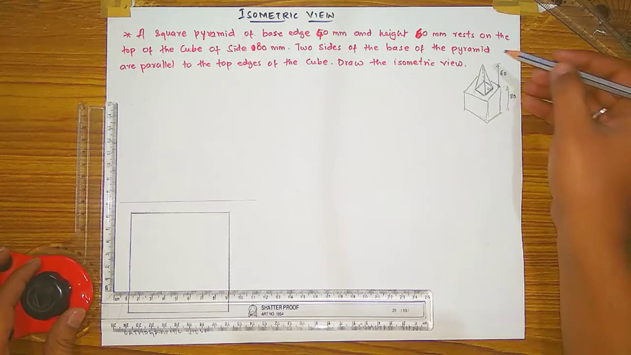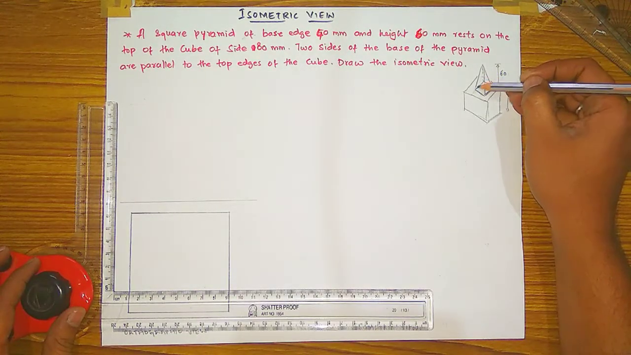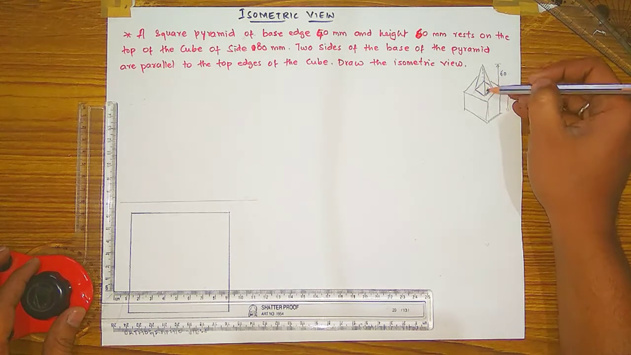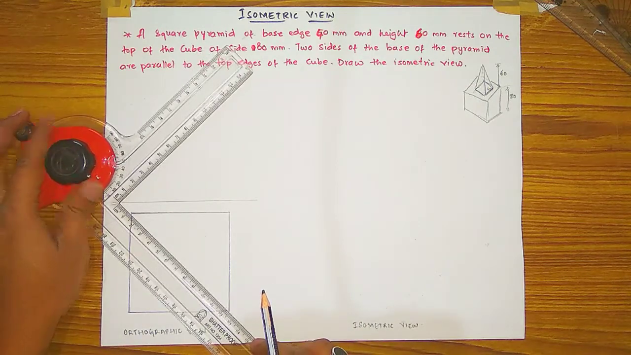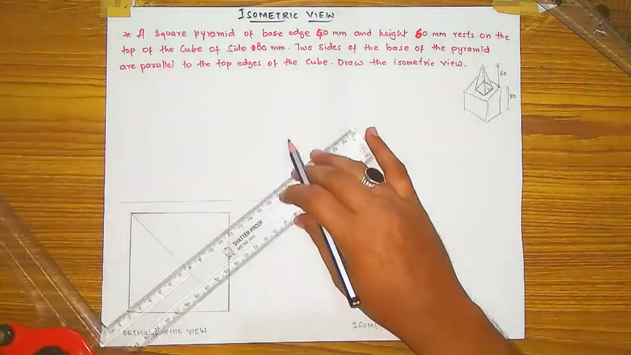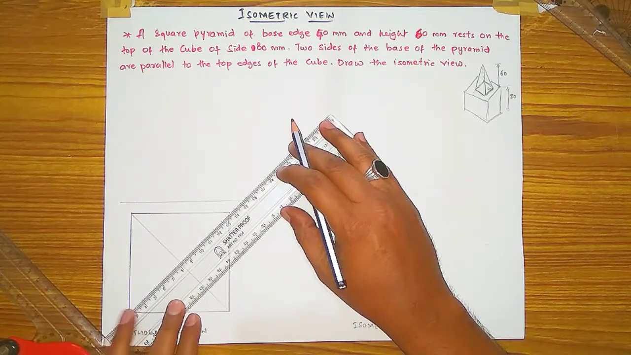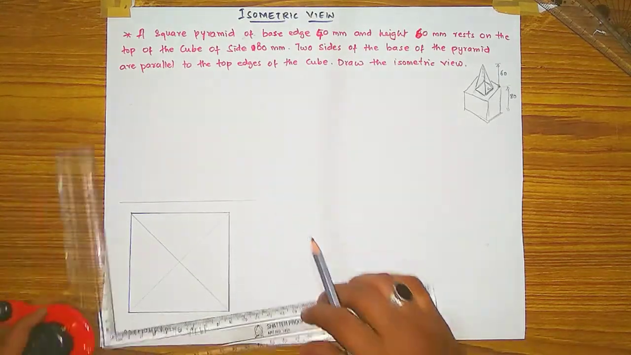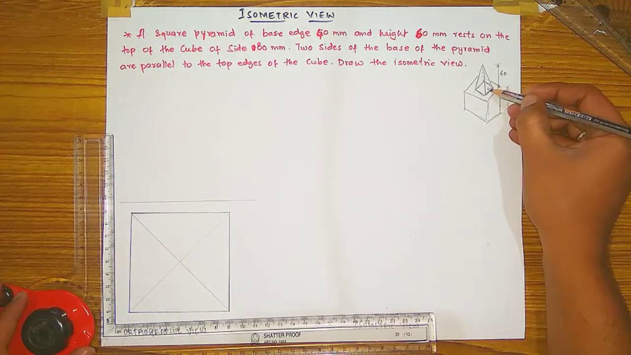Then after, from the top only, this pyramid is also visible. In the pyramid, only a square and the slant edges are visible. So you have to draw that also. So how to draw that, I will show you. First you have to draw the diagonal lines. So exactly in the middle of this cube it is resting. So by taking this, here the square of your pyramid side is 40 mm.